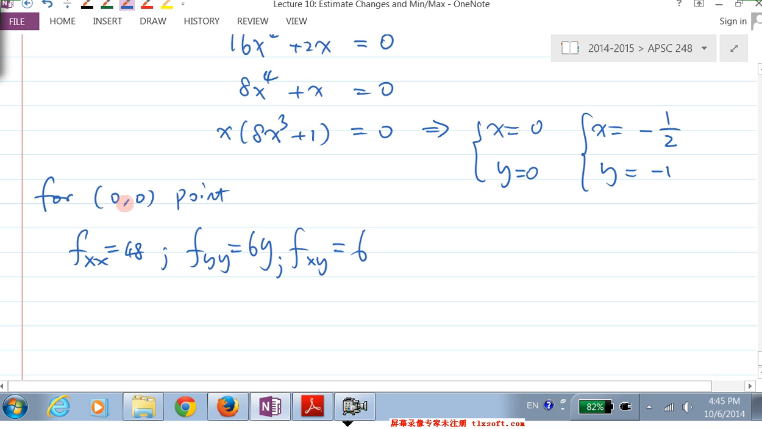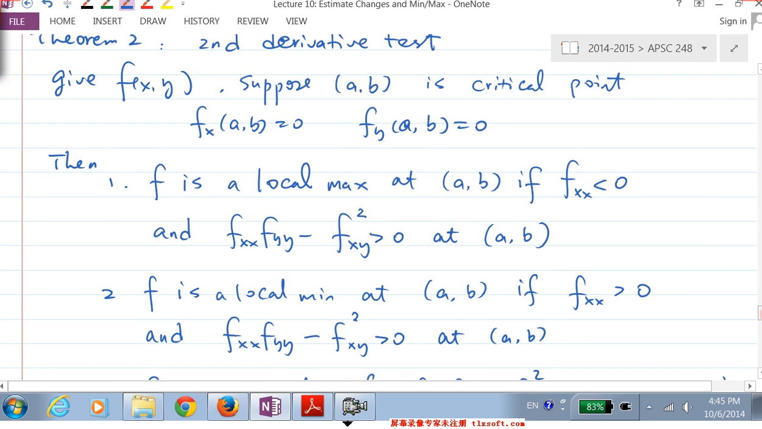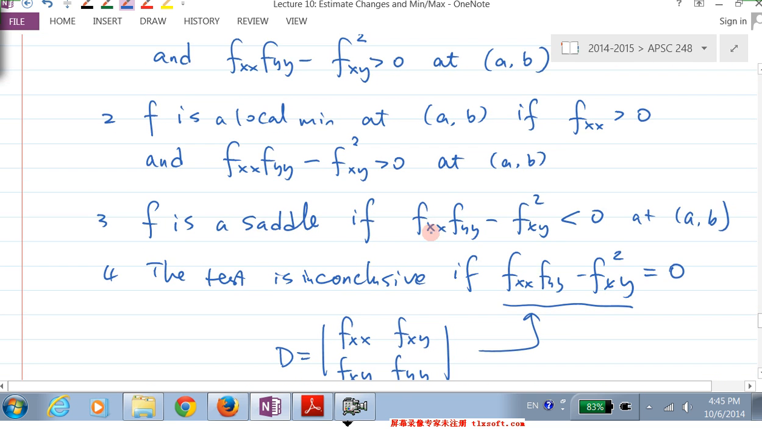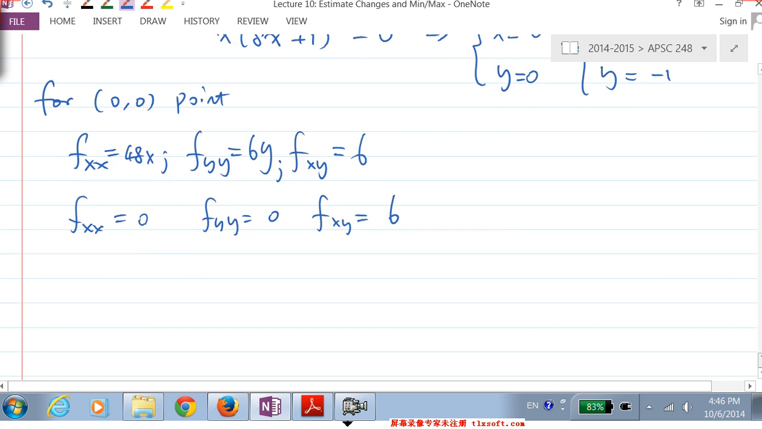Now, at the 0, 0 location, fxx is 0 since x is 0, fyy is 0, and fxy is 6. That's the value of the second order derivatives at this location. Then we calculate this expression, fxx fyy minus fxy squared. That equals negative 36, which is less than 0.